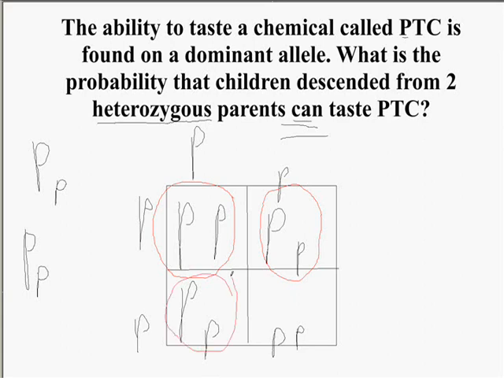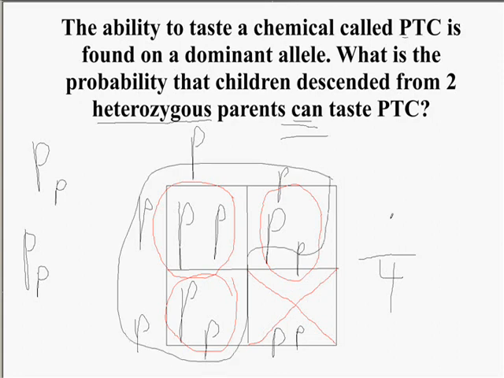Same case here. This child, however, has 2 recessive no taste genes, so he will not be able to taste PTC. And the problem asks for the probability, so I'm going to give a fraction. Out of a possible 4 children, 1, 2, 3, 4, 3 of them can taste PTC. 3 out of 4. And that's the answer.